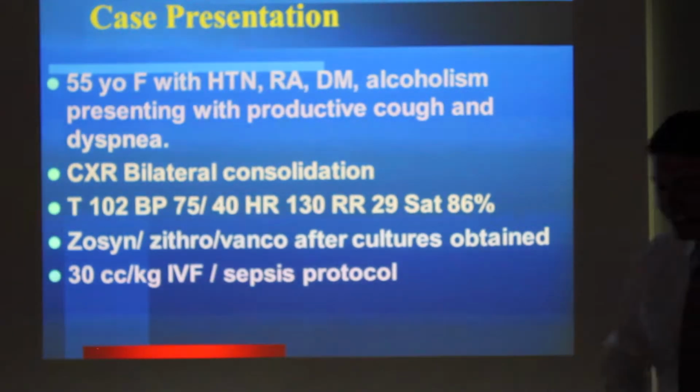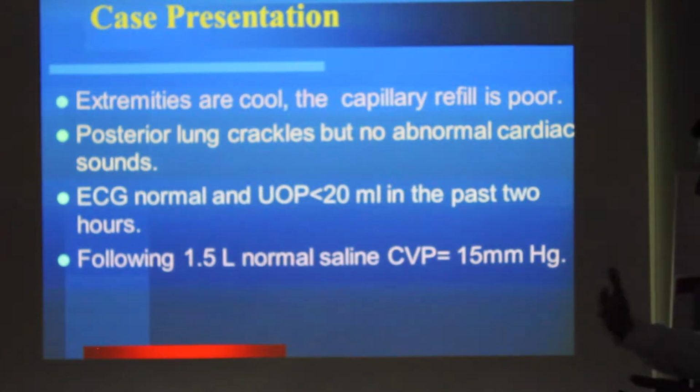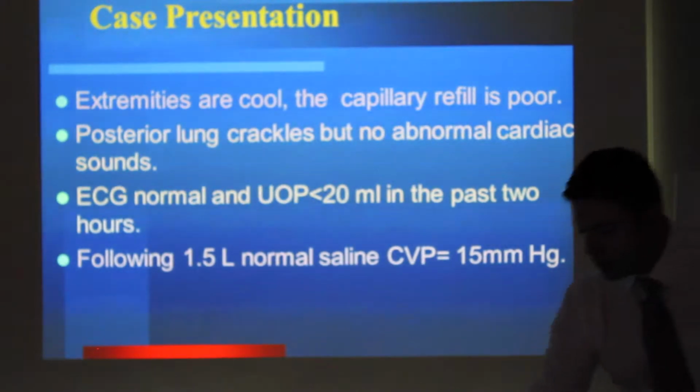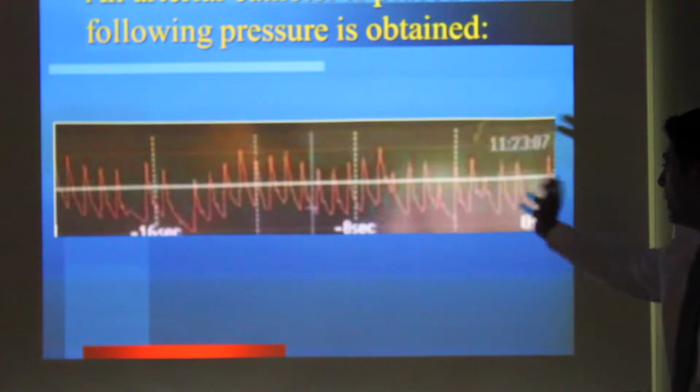Sepsis protocol implemented here. On exam, of course, he was in respiratory distress, his extremities are poor, capillary refill is poor, lung auscultation had some crackles, but no abnormal cardiac sounds. EKG was okay besides sinus tachycardia. Urine output was below 20 in the past 2 hours. 1.5 liters of normal saline given, and his CVP is 15. An arterial line was placed, and here is the tracing.